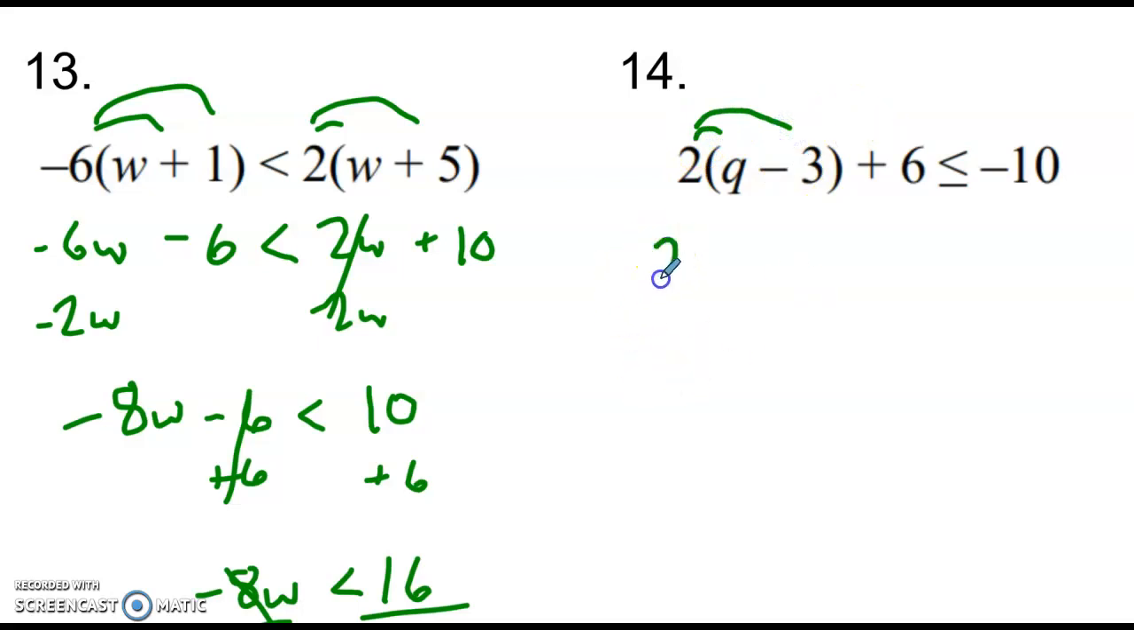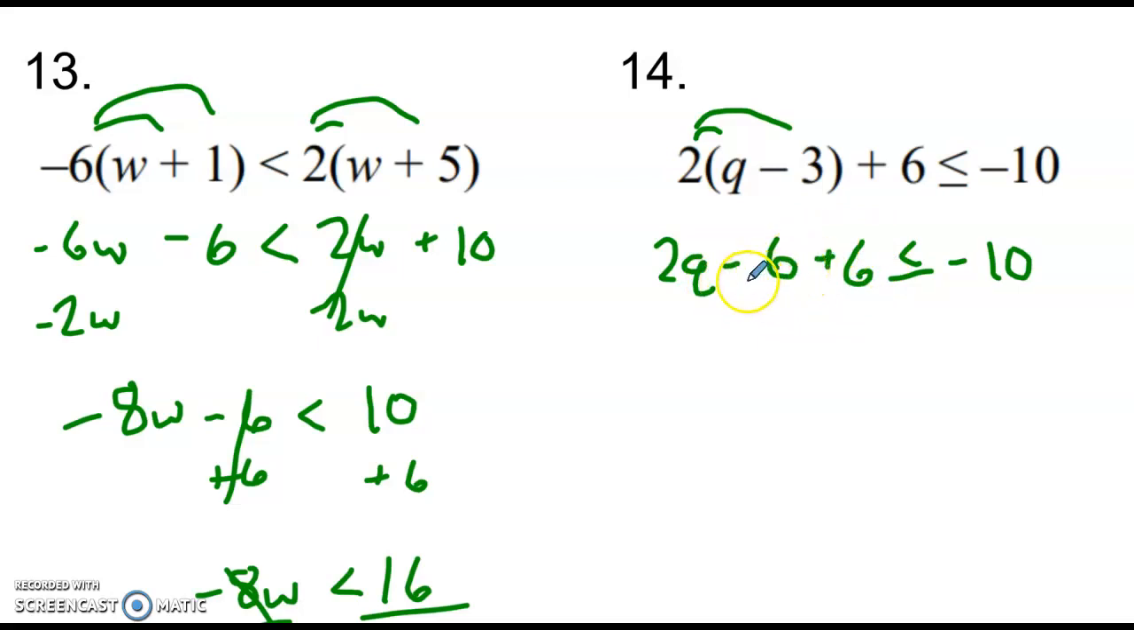So that's going to give us 2q minus 6 plus 6 is less than or equal to -10. Now hopefully you didn't go moving this 6 over to this side, because look what's going to happen. I have 2q minus 6 plus 6. Well, look right here. The -6 and +6 are going to combine.